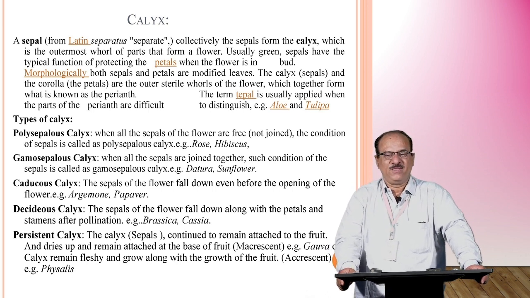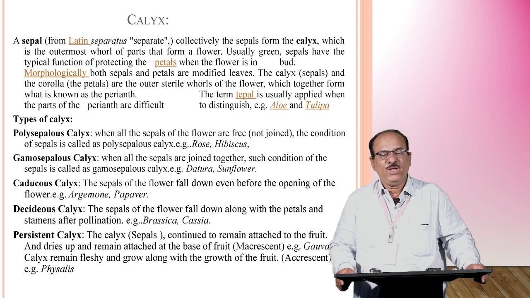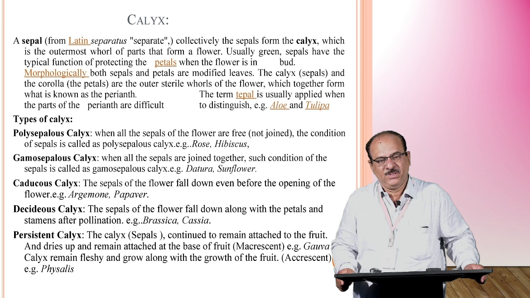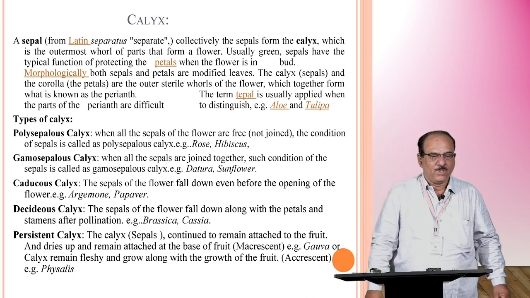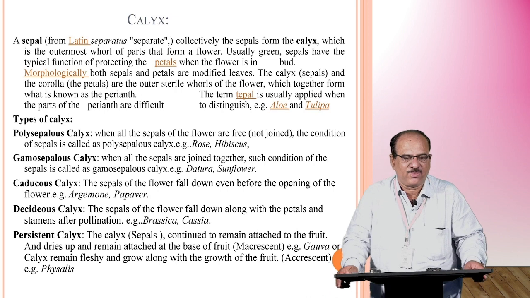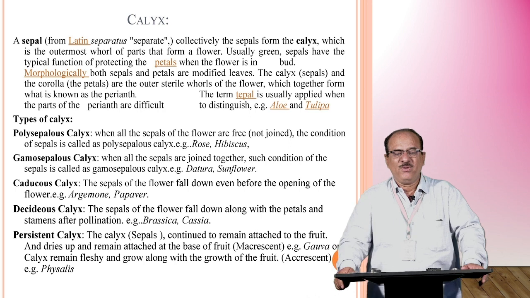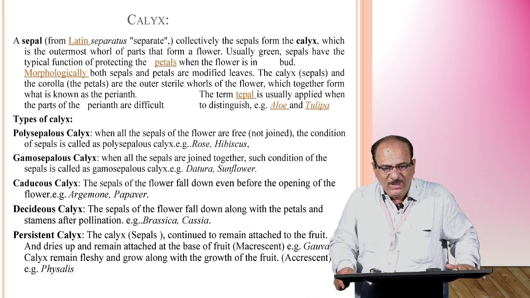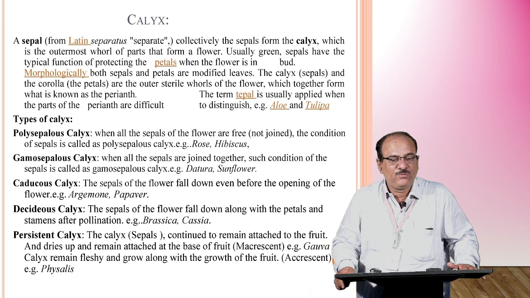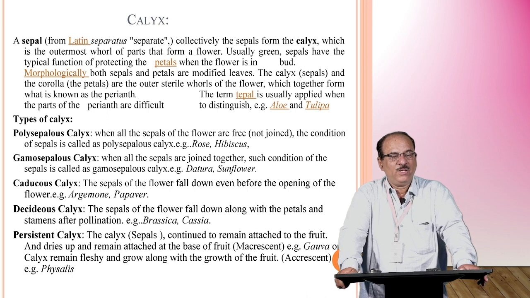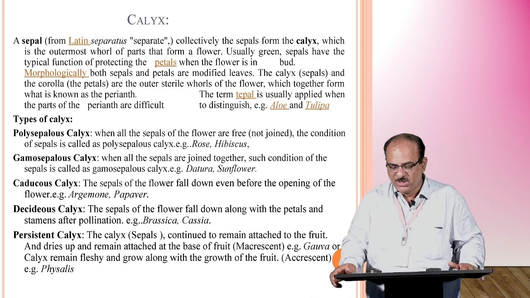Second is the deciduous calyx. This calyx will fall down along with the petals and stamens after the pollination, as in the case of brassica or cassia. And third one is the persistent calyx, where the sepals or the calyx will remain in their place even after the formation of the fruit, as in the case of the guava, or the most common example, the brinjal, where we have the spiny calyx present along with the brinjal.